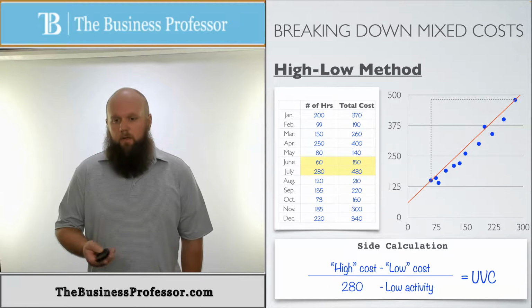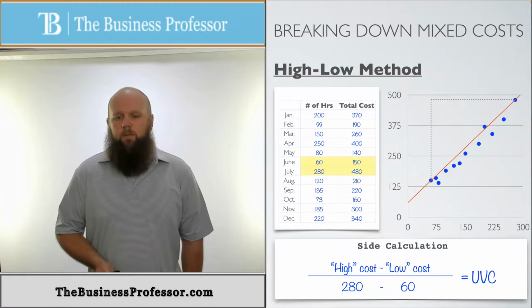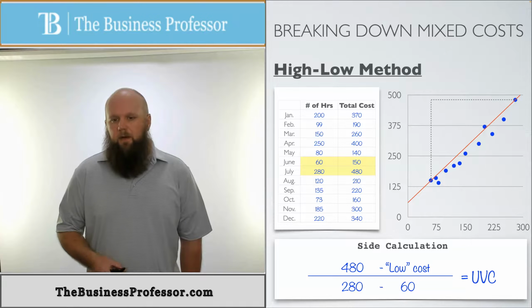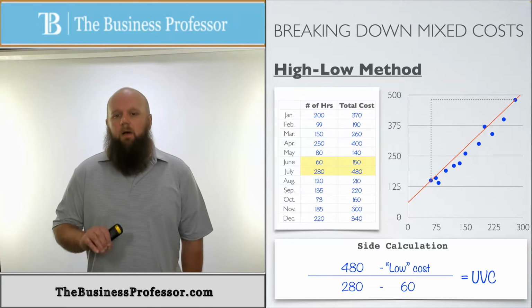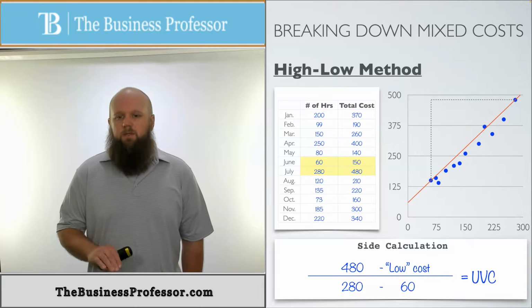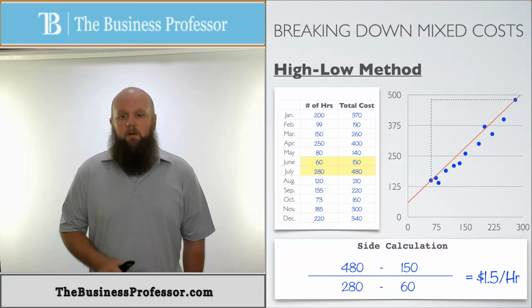So we're going to put in 280 for the high activity. We're going to put in 60 for the low activity. Then for the high cost, we're going to put the 480. For the low cost, we're going to put 150, but if you notice, May actually has a lower cost. It's 140, but we don't care about that. All we care about is the cost associated with a low activity. So we're going to use 150. When we do the calculation, we're going to find that the UVC, or unit variable cost, is going to be $1.50 per hour. So that's the slope of our line.